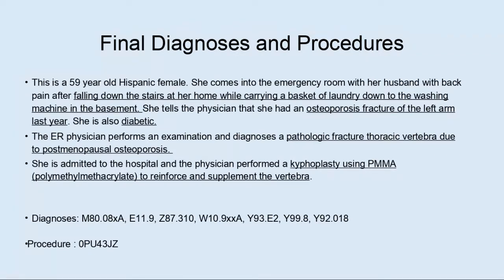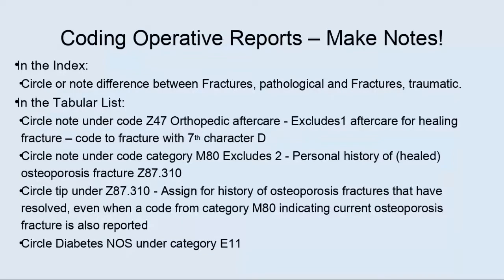Looking back at the operative report, and we've underlined the diagnoses: M80.08XA, E11.9, Z87.310, W10.9XXA, Y93.E2, Y99.8, Y92.018. And the procedure is 0PU43JZ. Wow, that's a lot, and it took a while to come to these codes. Remember that the more you code, the faster you will get. You'll be able to complete these steps quickly or maybe even skip some, say, if you know a guideline already. Also, if you underline, highlight, or write in notes as you go, it will make the process easier.